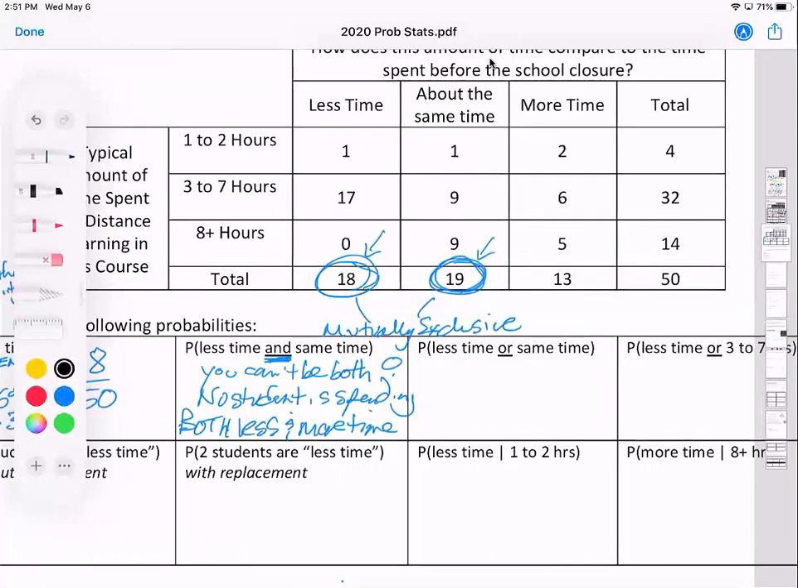What you're probably thinking is to answer this next question: what's the probability they spend less time or more time? So you could be one or the other. You don't have to be both. In this case, the less time people, that's 18. The same time people, that's 19. So when we add them out of 50, we get 37 out of 50. Now that's possible, that makes sense. But the word and makes it weird, because you can't be spending less time and the same time. It's one or the other.